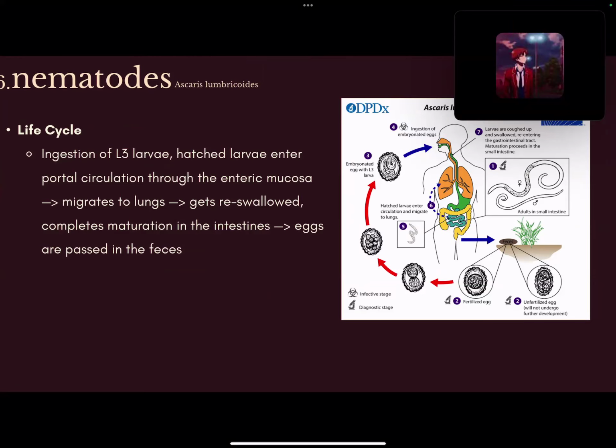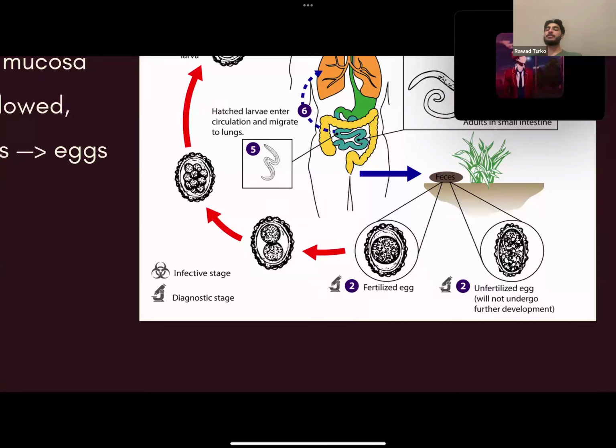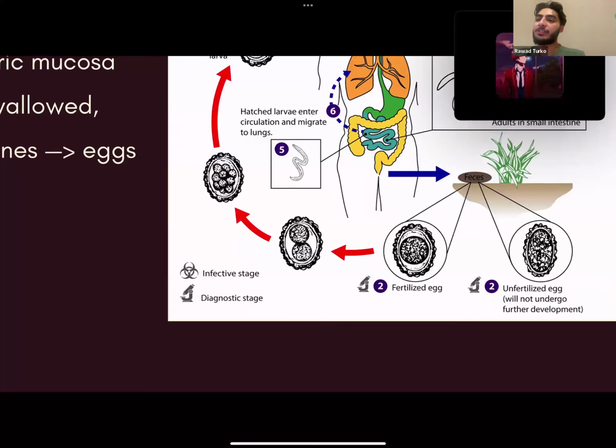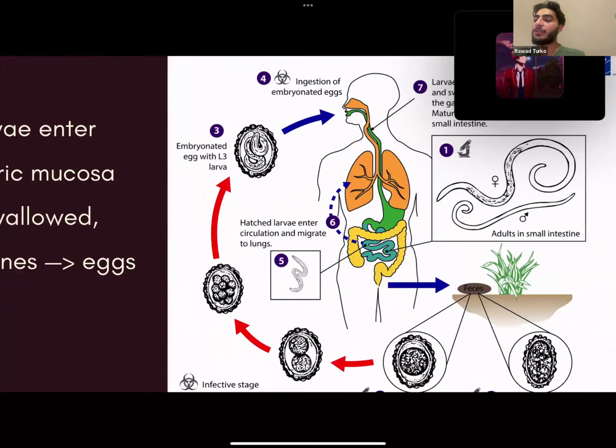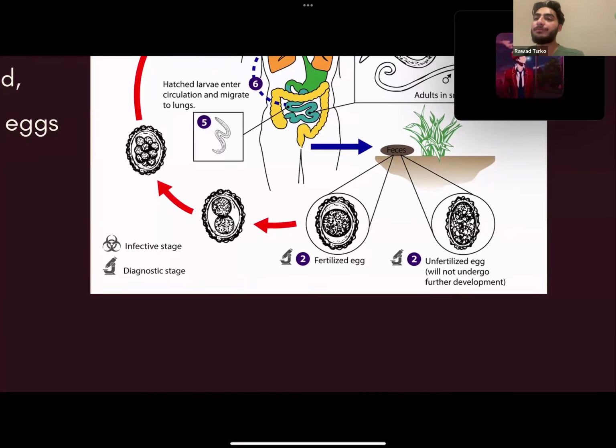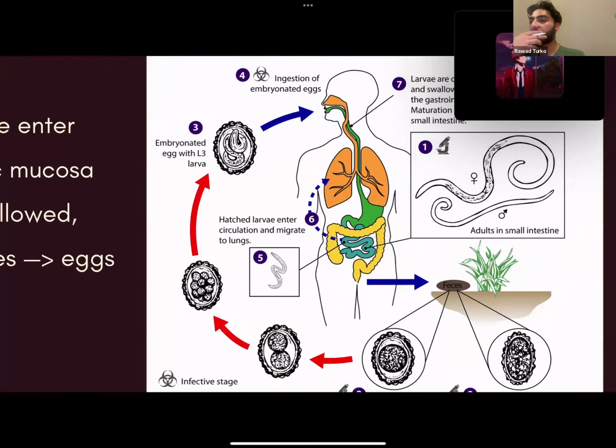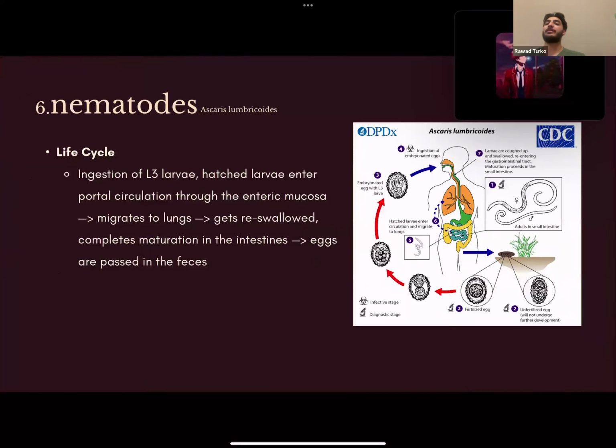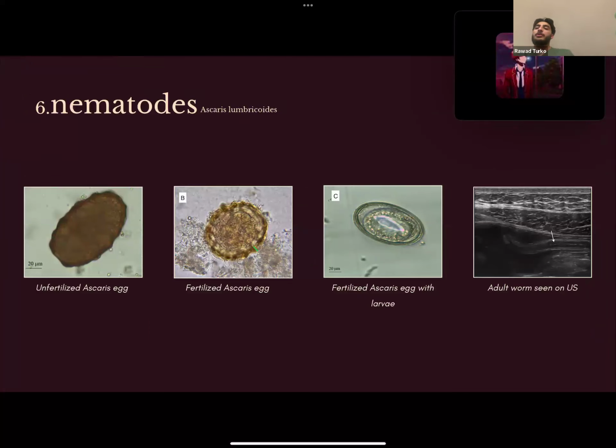Yeah. All right, perfect. And these are what the eggs look like. So you can tell as it becomes more fertilized, it starts to become more round, and it loses that rough shell. And that's how you can tell what stage it's at. So these are what the different eggs look like. Again, this is an unfertilized Ascaris egg. This is fertilized, and this is a fertilized Ascaris egg with the larva inside.